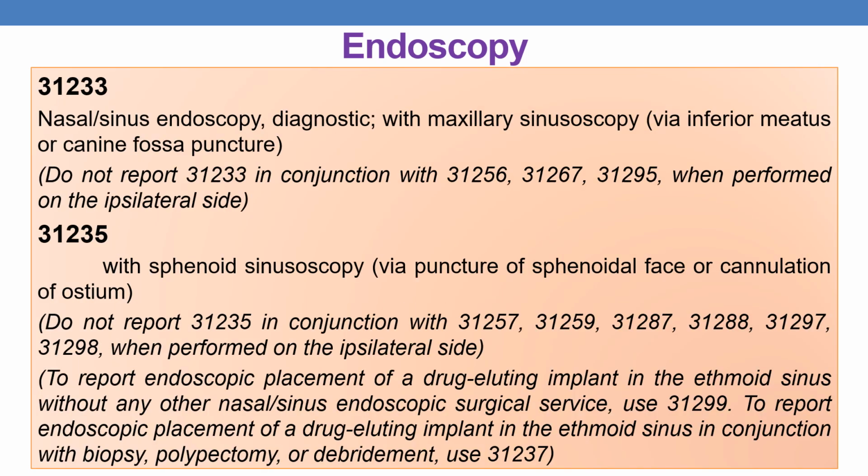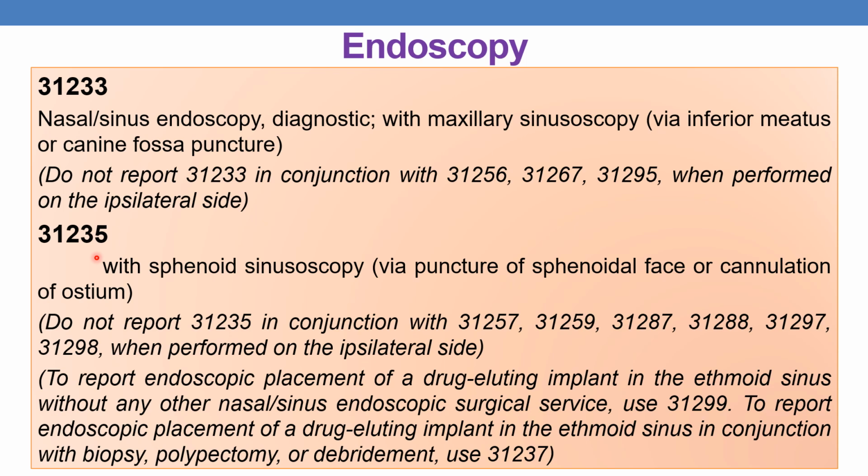The next CPT is 31233, nasal or sinus endoscopy diagnostic with maxillary sinusoscopy via inferior meatus or canine fossa puncture, and do not report 31233 in conjunction with 31256, 31267, 31295 when performed on the ipsilateral side. The next CPT is 31235.